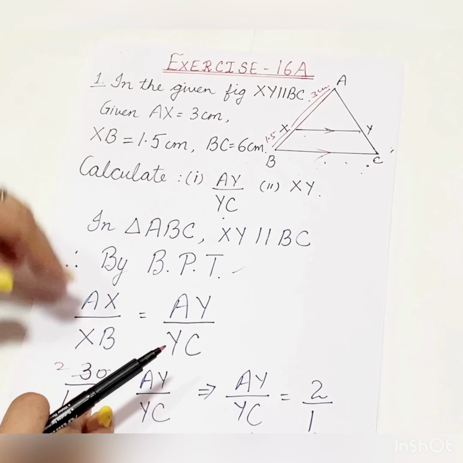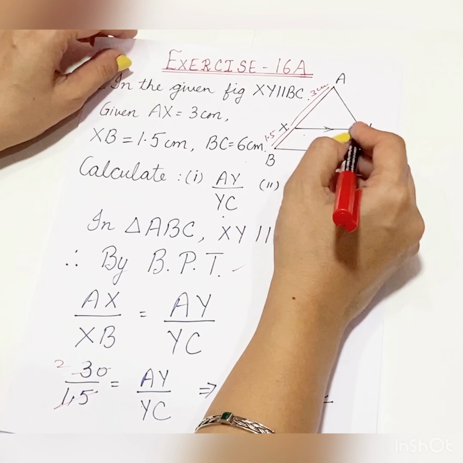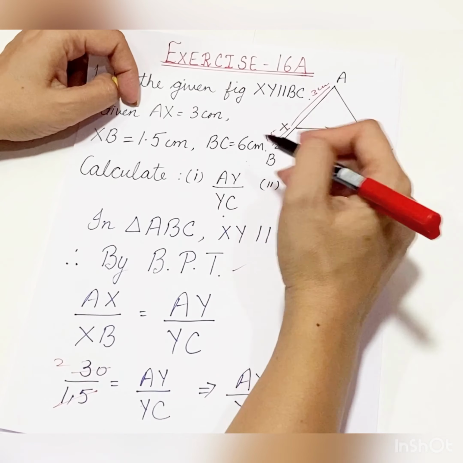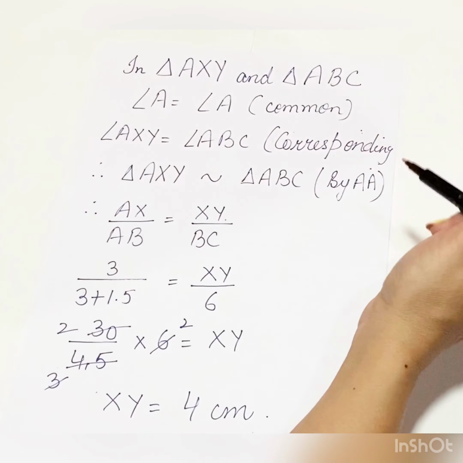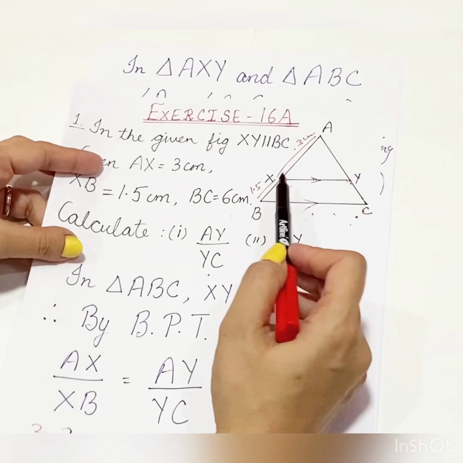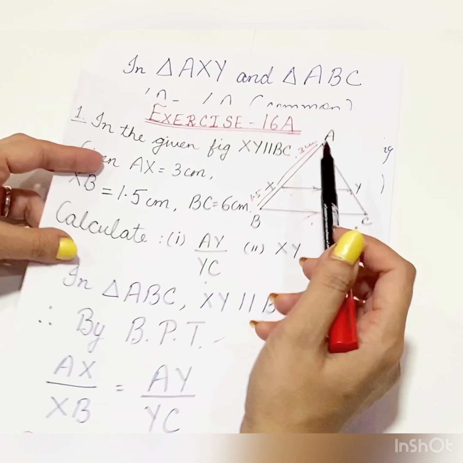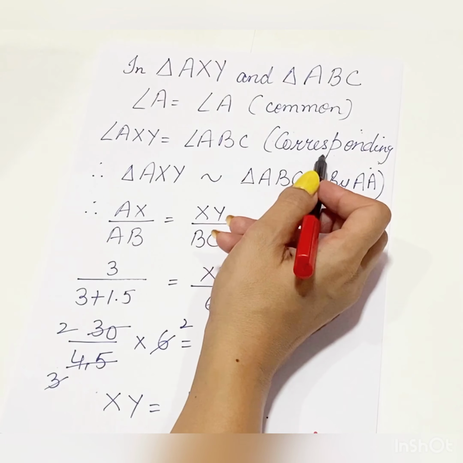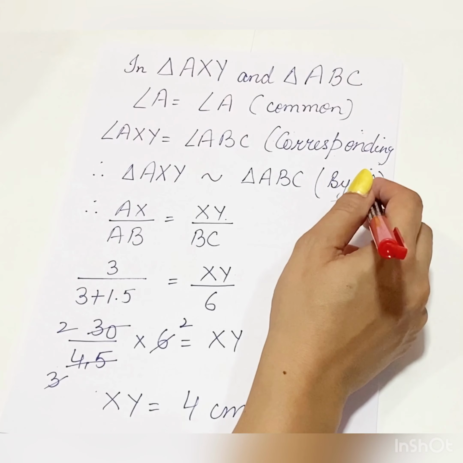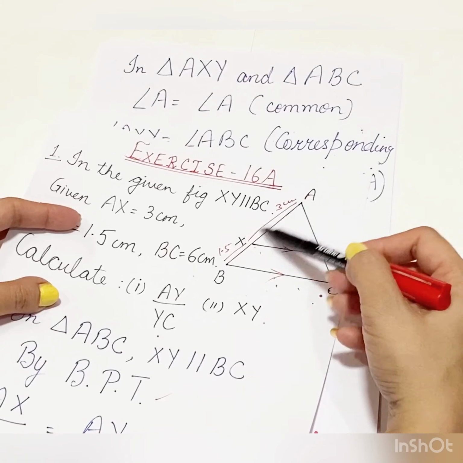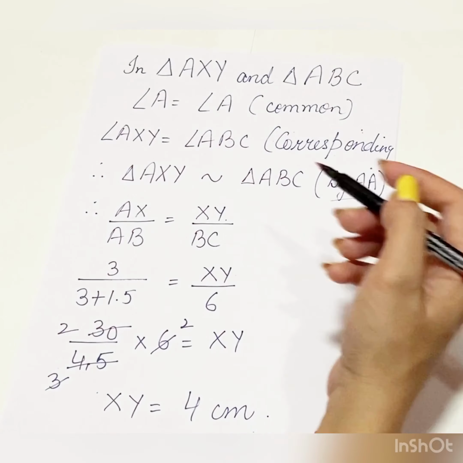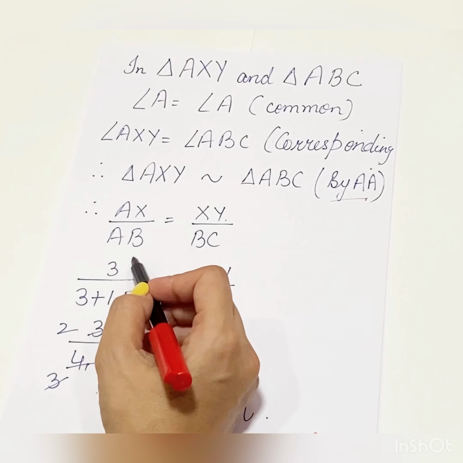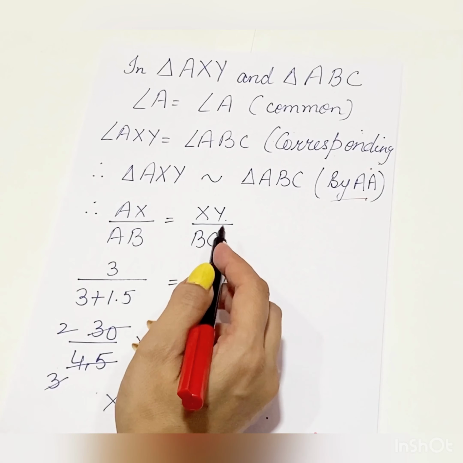Now, the second part of the question is you have to find out XY. When we are finding XY, the concept which I explained will be used. In triangle AXY and triangle ABC, angle A is equal to angle A, common. Angle AXY is equal to angle ABC, corresponding, which I explained right now. So these two triangles, triangle AXY and ABC, will be similar to each other. We'll take the ratio AX upon AB is equal to AY upon BC.